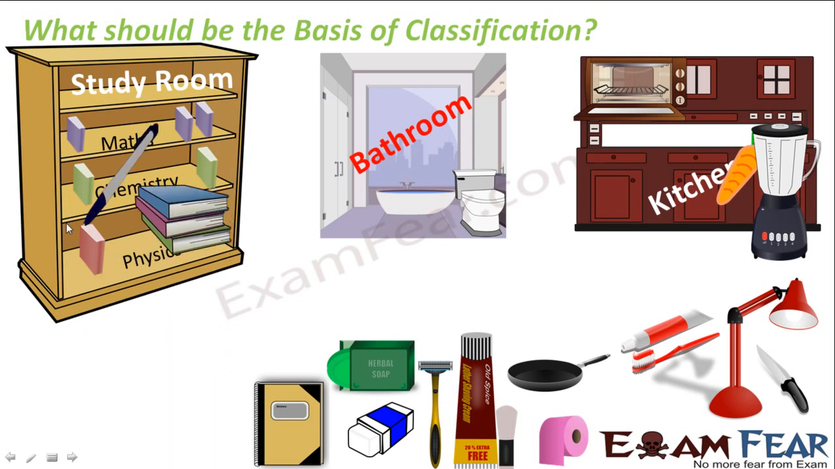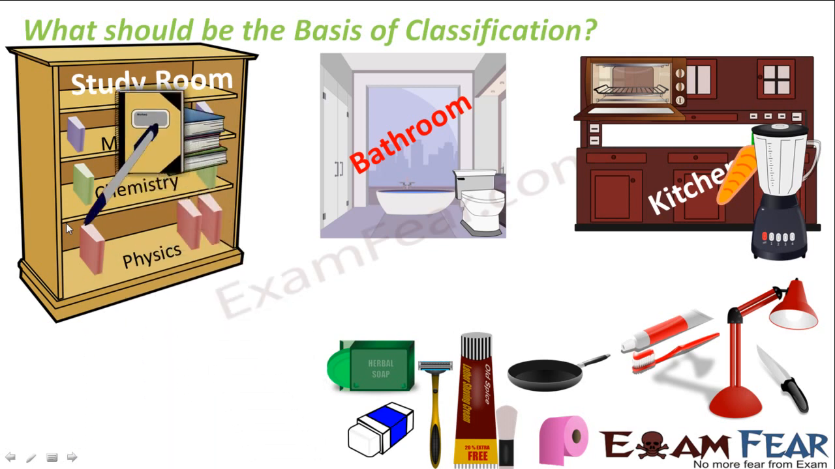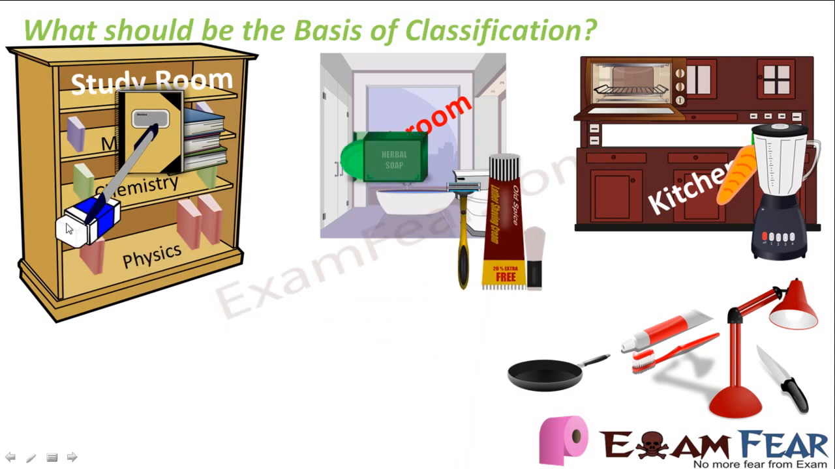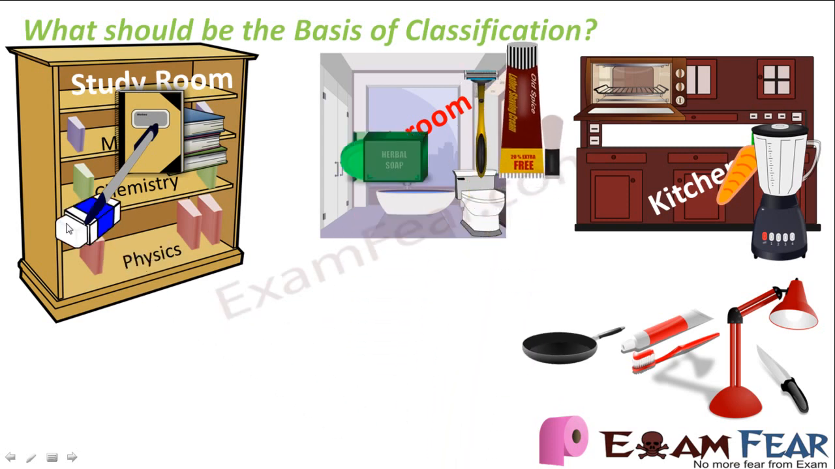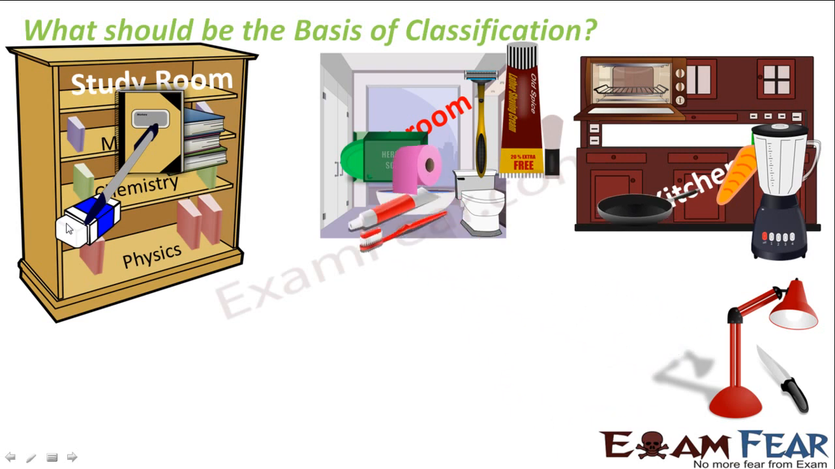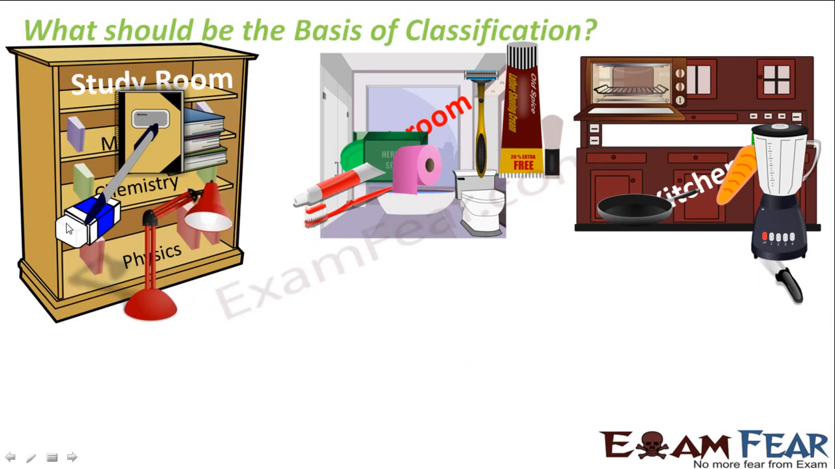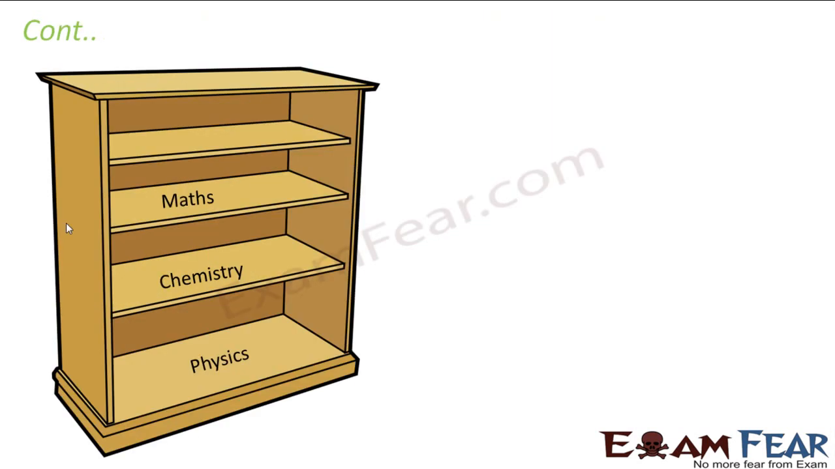When you talk about pens or books or notebooks, they all help in study, so they are all kept in the study room. Based upon some basic characteristics, since they share the same characteristics, they are put into the same group. So the basis of classification is always the characteristics of the organisms. For living organisms also, those who share the same characteristics will fall in the same group.